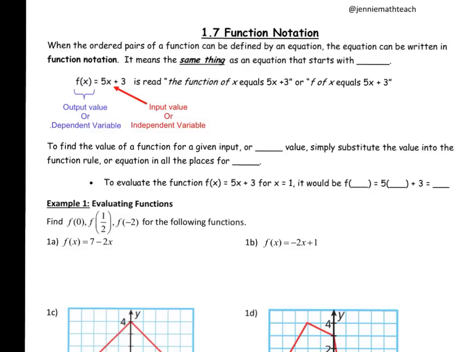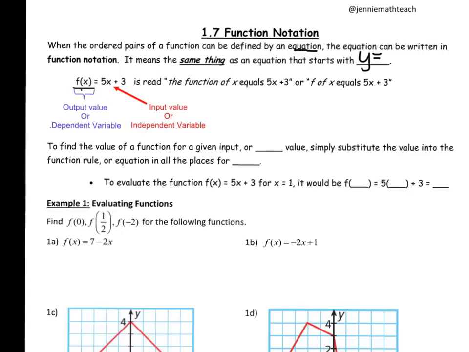Today we get to learn about function notation. It's when you have ordered pairs, and instead of listing out a whole bunch of ordered pairs, we write an equation instead. The equation is written in function notation. It's the same thing as when you start an equation with y equals, but with function notation, we're going to start the equation with f of x equals.